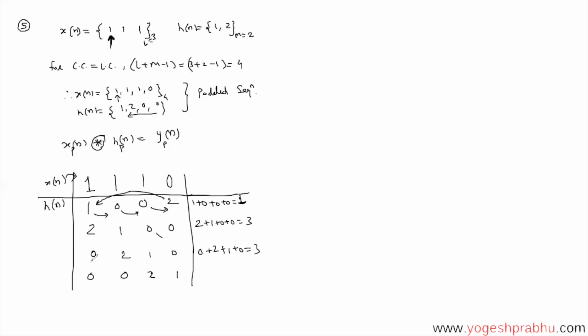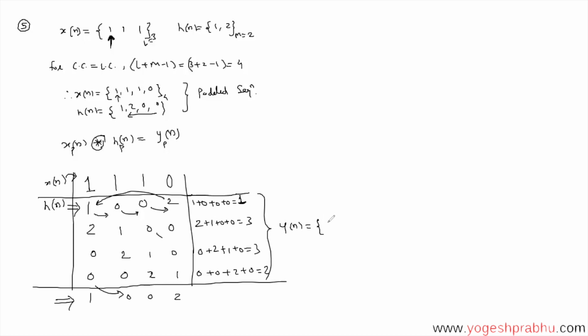Again multiply. 0 times 1, 0. 0 times 1, 0. 2, 0. The answer is 2. And you should stop here, because if you don't, you will get the same thing you started with. So this is your answer. Your yn is going to be 1, 3, 3, 2.